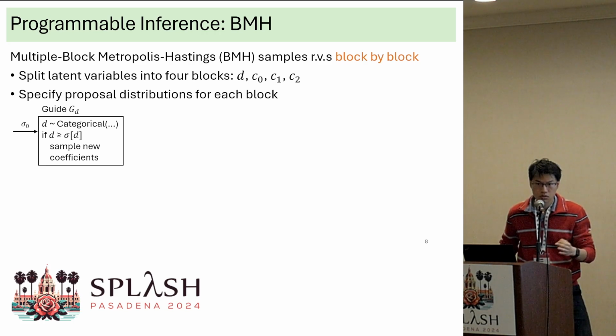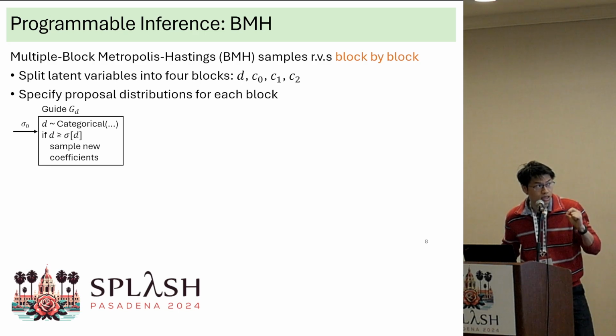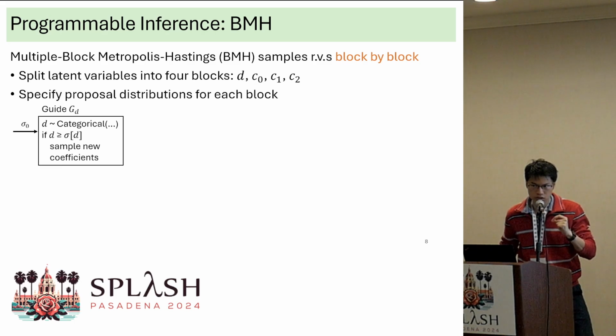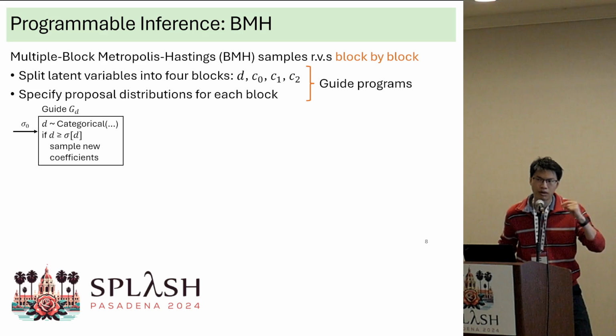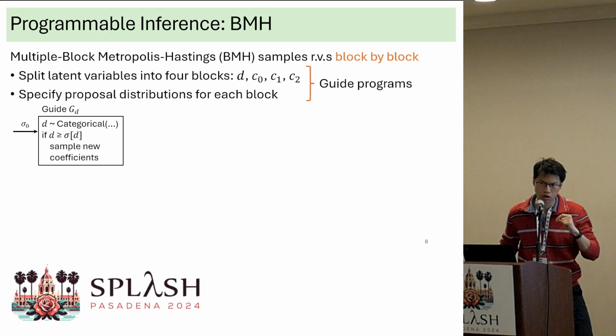So to give you an example, let's say in Bayesian polynomial regression, the user splits the set of random variables into 4 blocks, each of which contains exactly a single random variable, namely d, which is a polynomial degree, and the 3 coefficients, C0 up to C2. Additionally, the user specifies the proposal distributions for each block. To customize the inference algorithm this way, the user writes 4 guide programs, one for each block. In BMH, we run these guide programs one by one, where in each guide, or each block, we sample those random variables in the block while keeping other random variables unchanged.